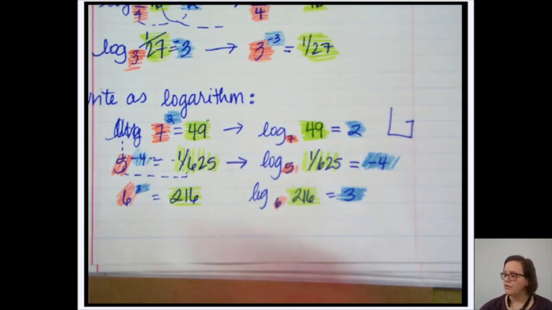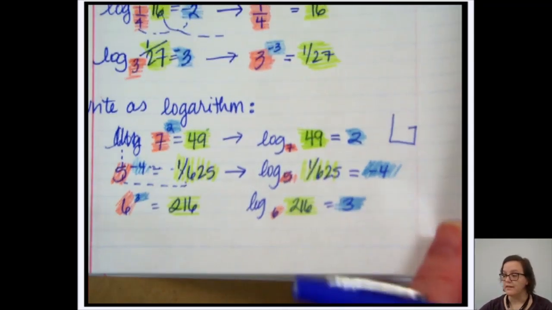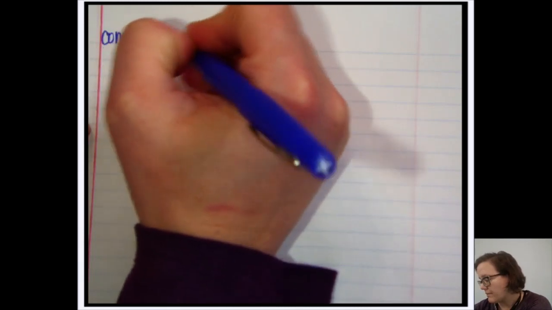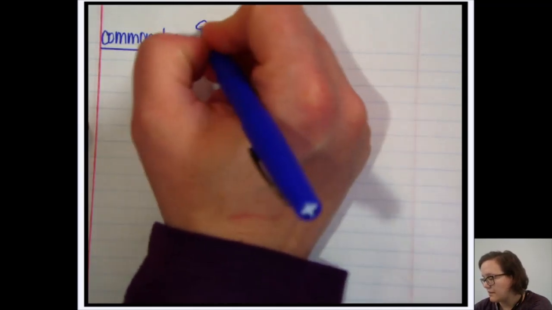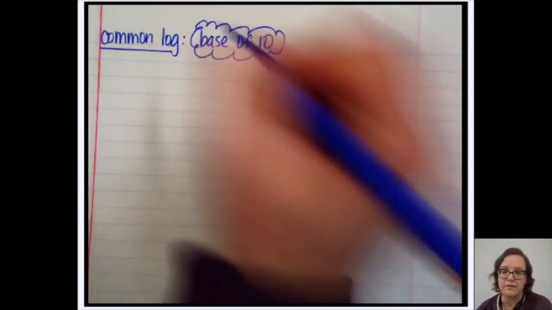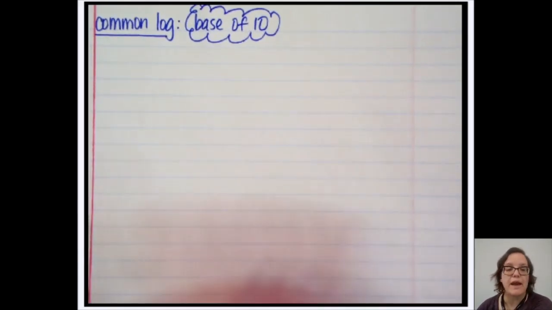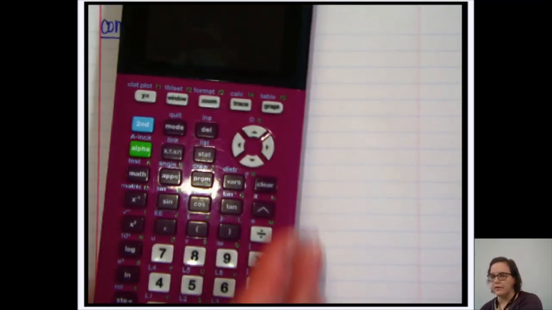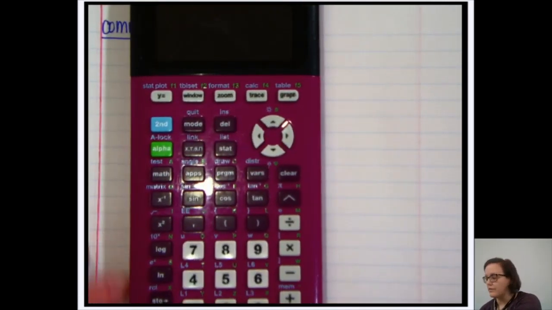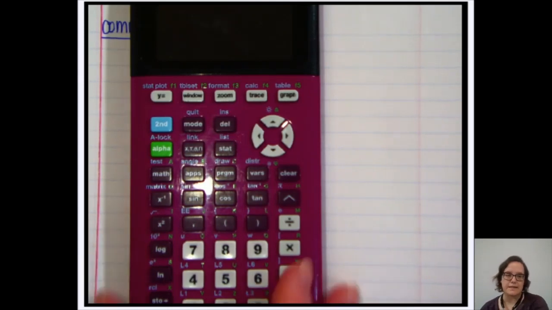Okay, so one other thing before you take a break and practice these is that we have 2 special types of logs. The first one is called the common log. This is when you have a base of 10. So a common log is when we have a base of 10, and you don't have to write that base. It's also the log that's on your calculator. So this log here is a base 10 log.